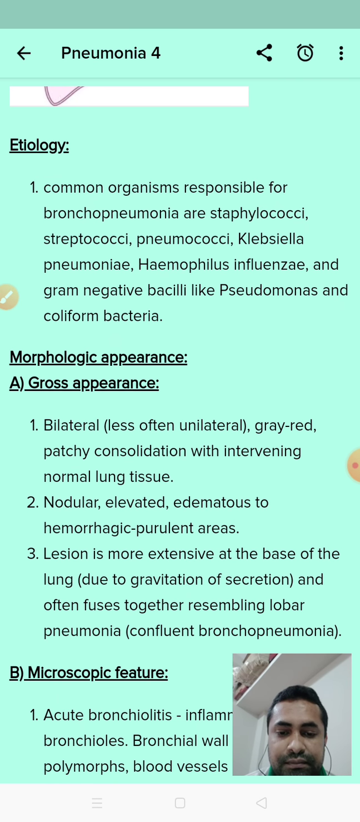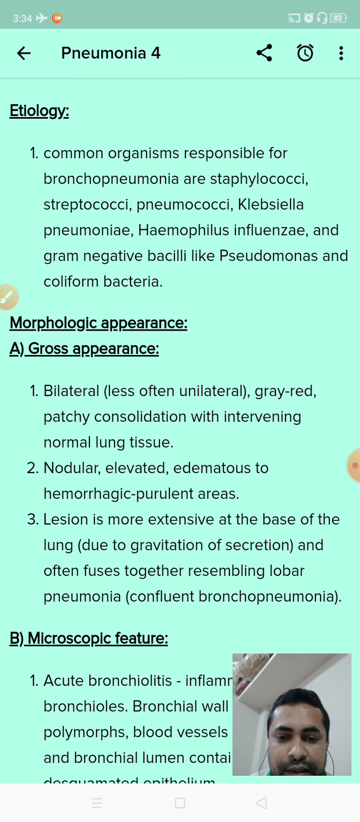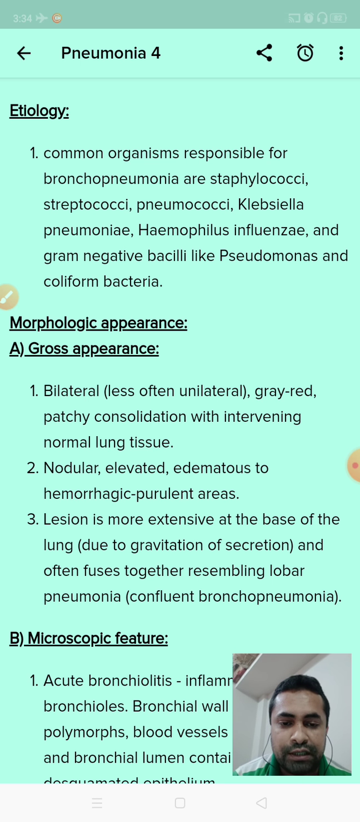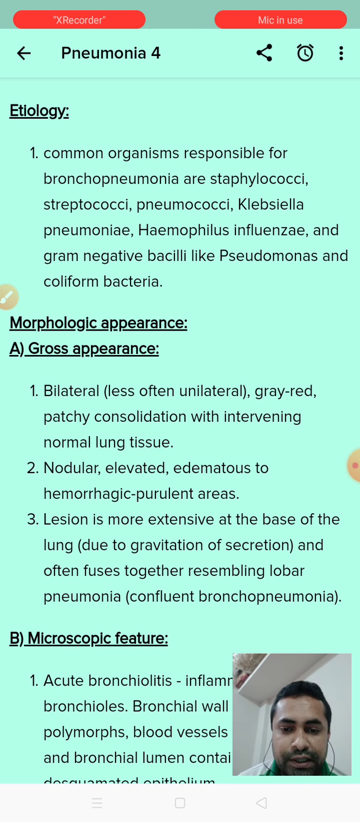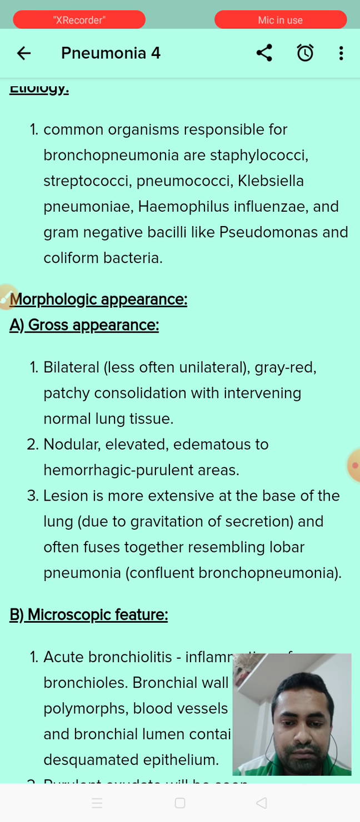The second point to note in gross appearance is how the diseased part looks. It looks nodular, elevated, and edematous, with hemorrhagic purulent areas. The third thing is that the lesion is more extensive at the base of the lung. Why does this happen? Because the purulent discharge, due to gravity, comes down to the base of the lungs due to gravitational force.